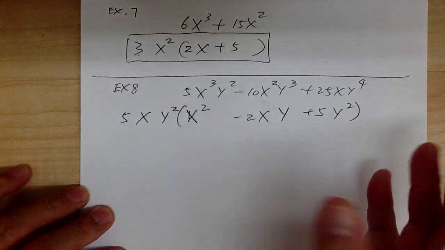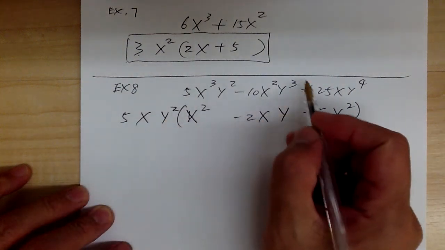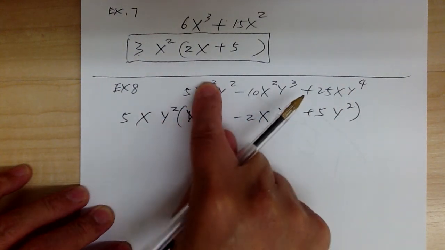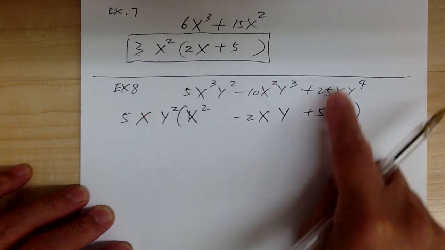So factoring means you're dividing, and you can check your answer by multiplying. This times that gives you that, this times that gives you that, this times that gives you that.